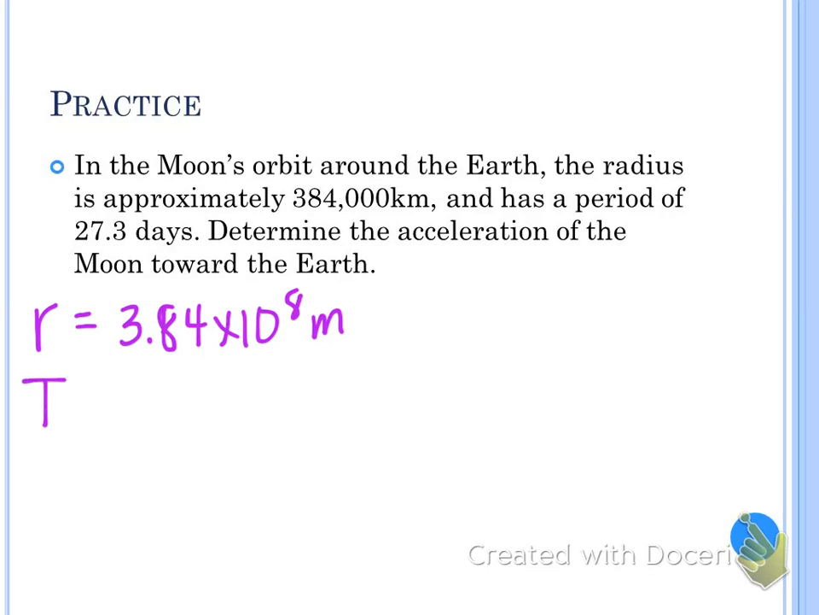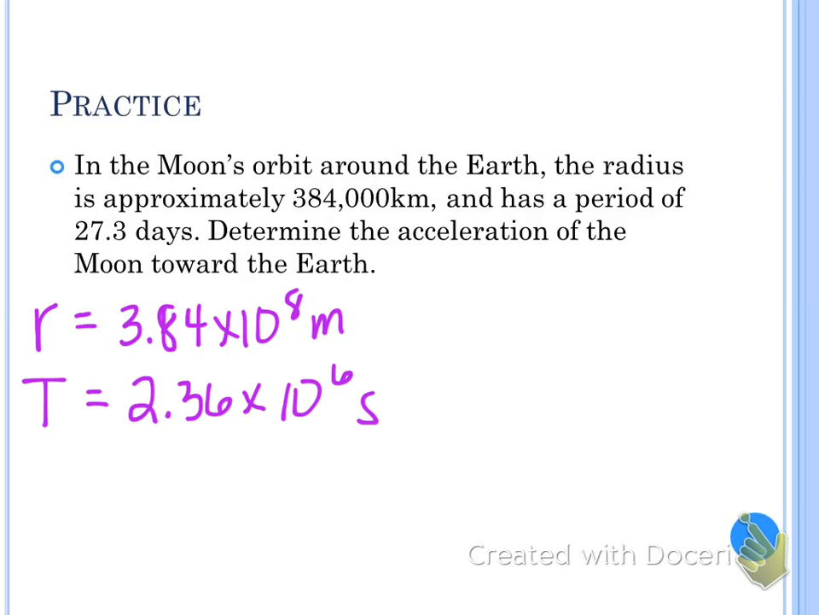Our period is equal to, what do we have that in seconds? 2.36 times 10 to the 6th. We take 27.3 times 24 times 3,600. Okay. So we have our radius in meters. We've got our period in days. We want to find the acceleration now.